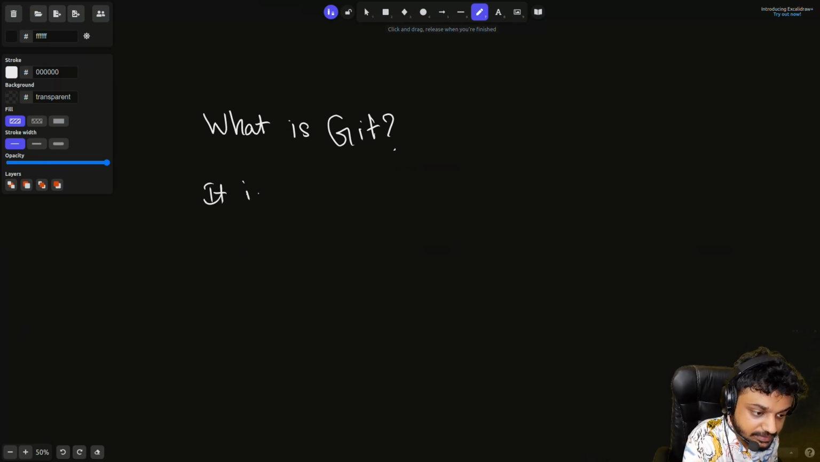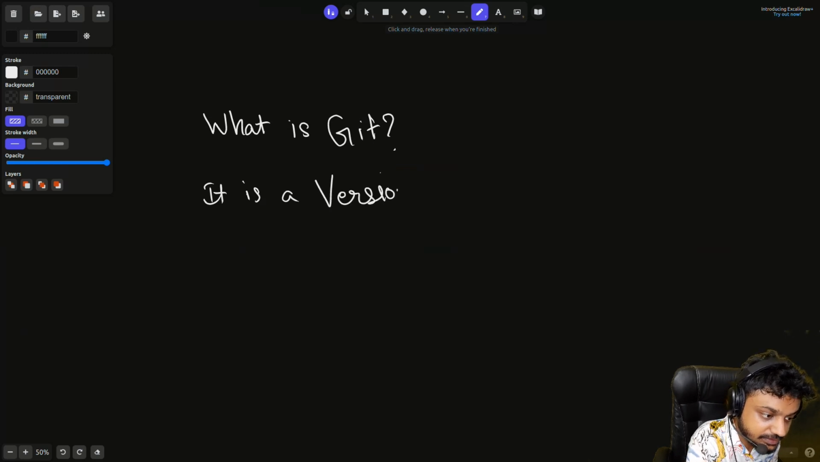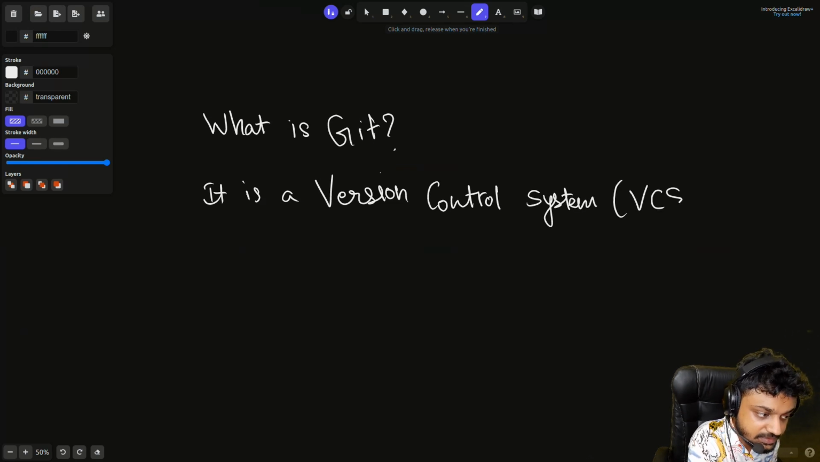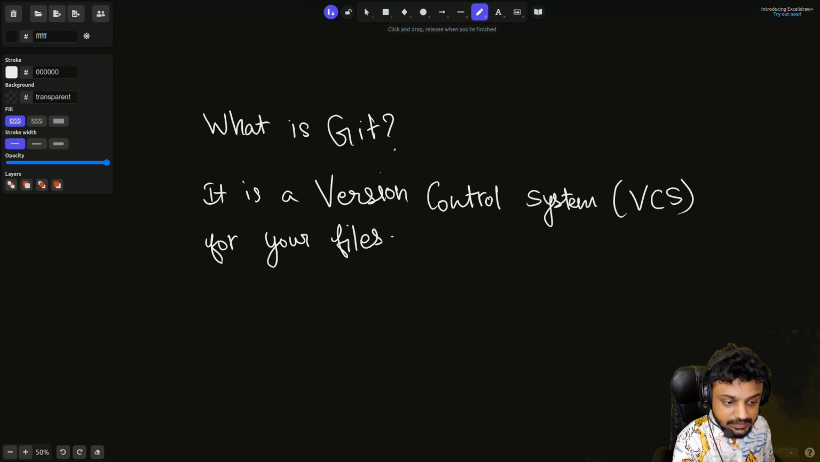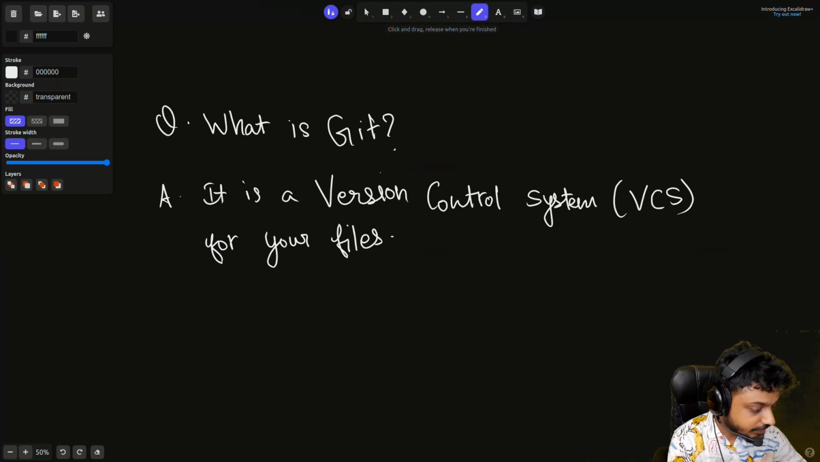It is a version control system, or we can say VCS, for your files, right? So it is a simple version control system for your files. Now it allows you to do certain things, right?